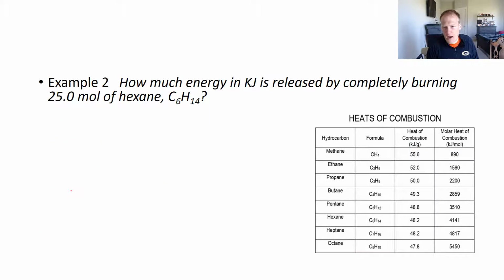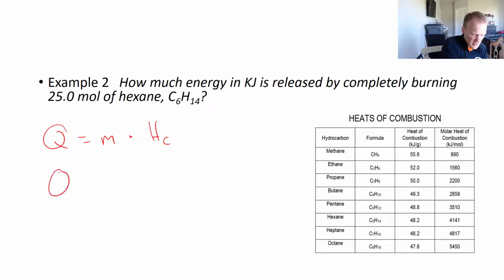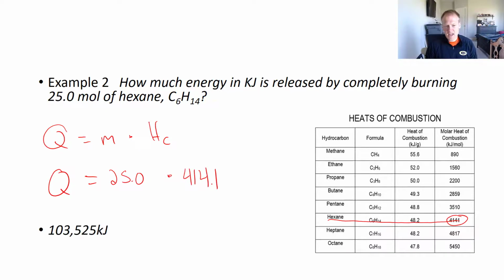Same equation. How much energy in kilojoules is released by completely burning 25 moles? So the same equation, Q equals m times the heat of combustion. But in this equation, instead of mass, we have 25.0 moles. And so our heat of combustion for hexane, we're going to use this number because we're in moles, 4141. But the answer will still be in kilojoules because this is how many kilojoules we produce per mole.